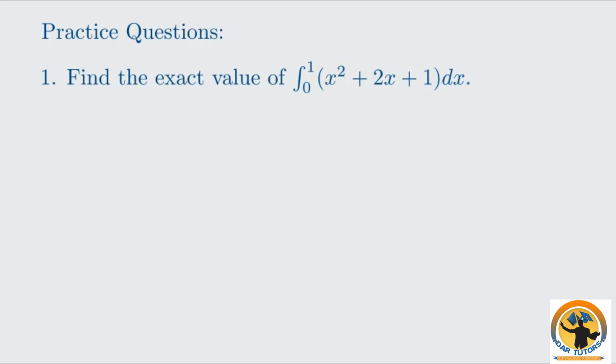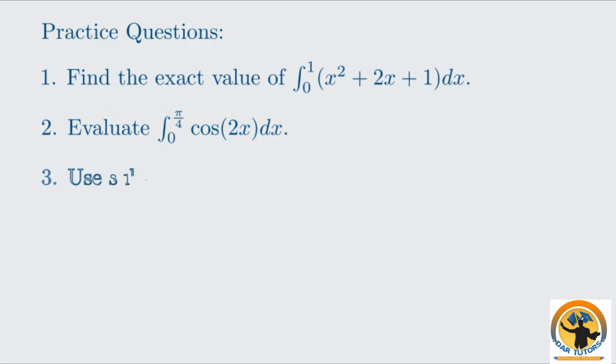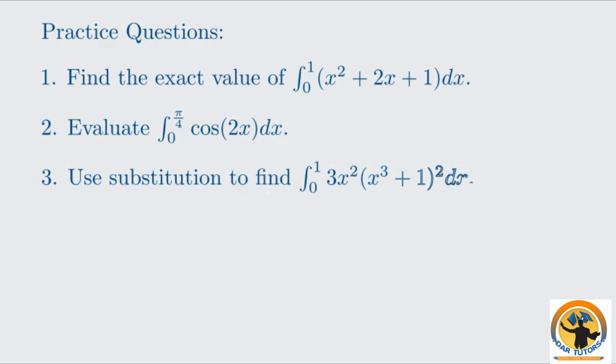Question 1. Find the exact value of the integral from 0 to 1 of x squared plus 2x plus 1. Question 2. Evaluate the integral from 0 to pi over 4 of cosine of 2x. Question 3. Use substitution to find the integral from 0 to 1 of 3x squared times the quantity x cubed plus 1 squared.